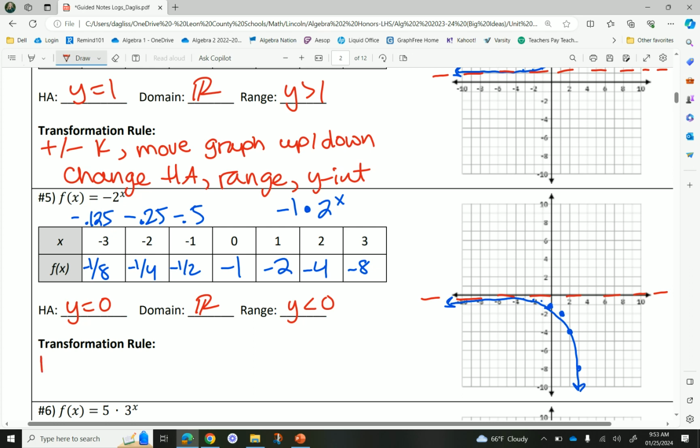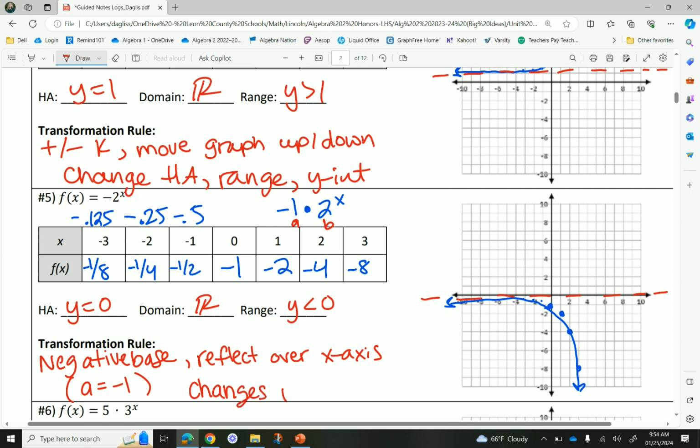Okay, so this time we have a negative base. It has an a value of negative 1. So this is an a of negative 1. Okay, so when that is negative, this is going to reflect over our x-axis this time, and that changed. This changes our range and our y-intercept.